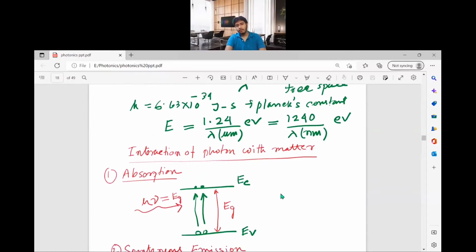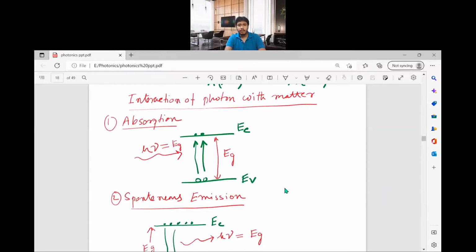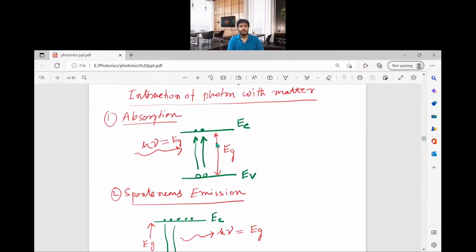So interaction of a photon with matter means how light will interact with matter. Light is a photon, so how does the photon interact with matter? E is equal to h nu, so it has some energy. If it hits a material that has a band gap, this is the valence band and this is the conduction band. The energy difference between the valence band and conduction band is known as the band gap of the material. So you can have a semiconductor, a metal, and also an insulator.